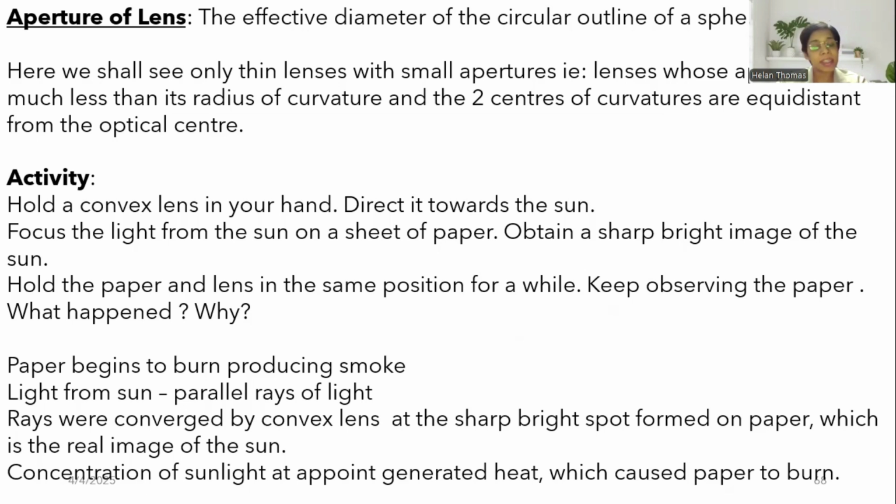What happens at that particular point is that the convergence of the light rays will cause the concentration of the sunlight at that point, and heat is generated, which causes the paper to first produce ash and smoke, and then the paper will catch fire and burn. Similarly, we saw it in the case of a concave mirror. The same happens when it comes to a convex lens.